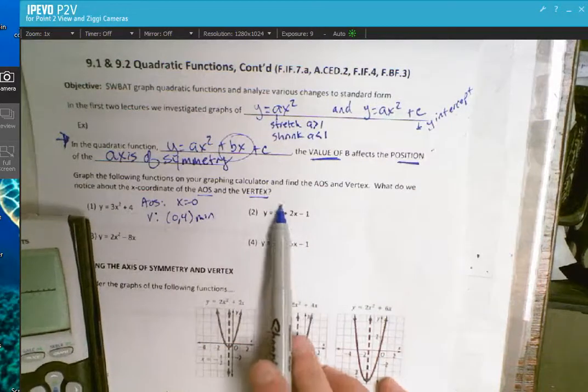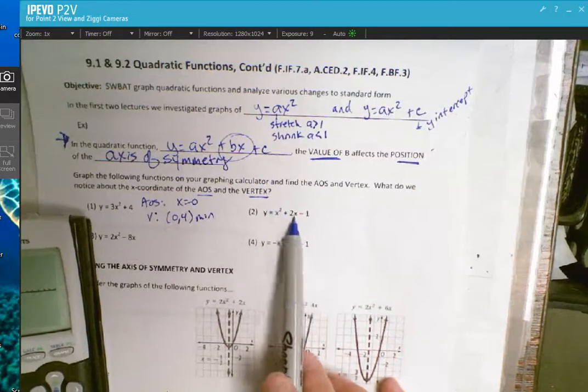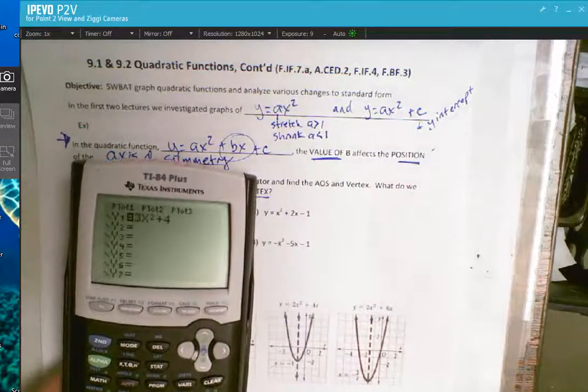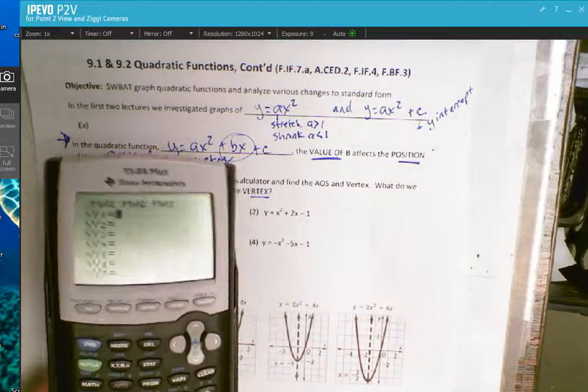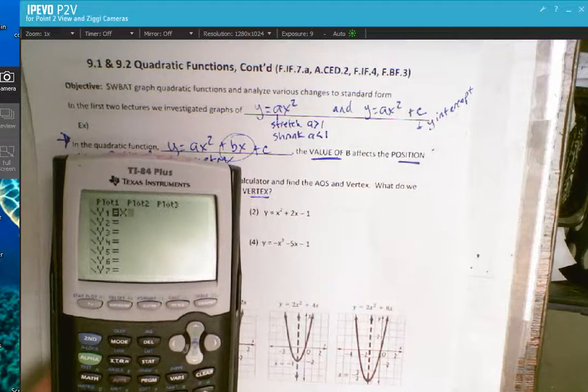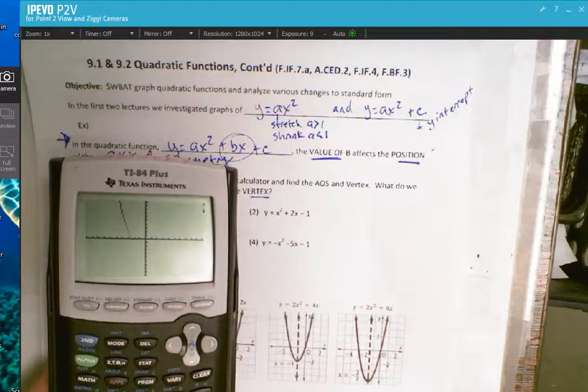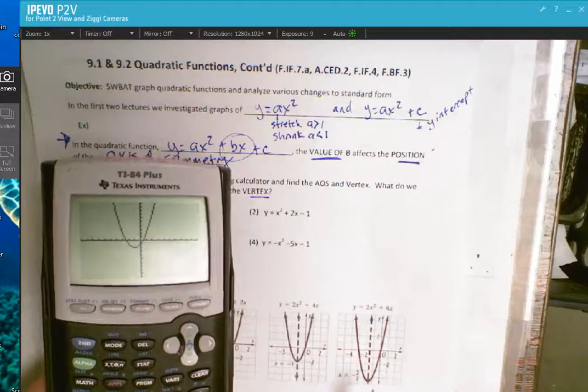What happens when I have a parent function with a b term and a change in my c as well? So let's go graph that. Y is equal to, I'm going to clear that one out, x squared plus 2x minus 1. And I'm going to put that in my calculator, hit my graph button, and I can see what happens.